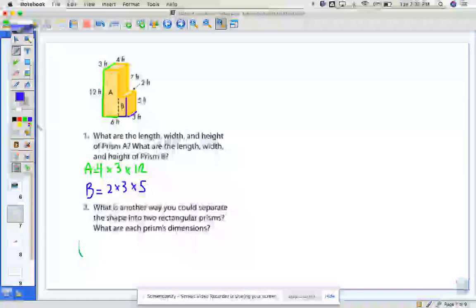Now that I know my length, my width, and my height of both shapes, in the video you saw that I find the volume of A, which is 144, because 4 times 3 is 12, and 12 times 12 is 144. Then I found the volume of B, which is 30, because 2 times 3 is 6, and 6 times 5 is 30. And then I add these two together for 174 feet cubed.